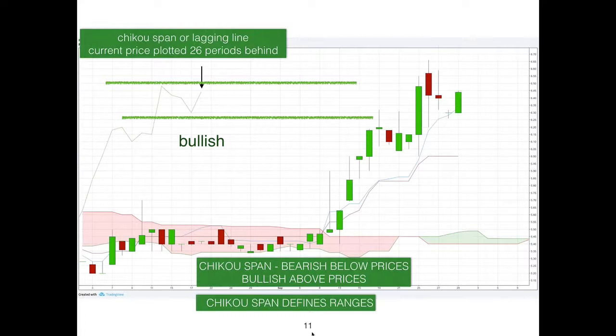Then we have the Chikou span, or the lagging line. This is the current price plotted 26 periods behind. It provides us perspective of where prices are with respect to where they were previously. It defines ranges. It also defines supports and resistances.